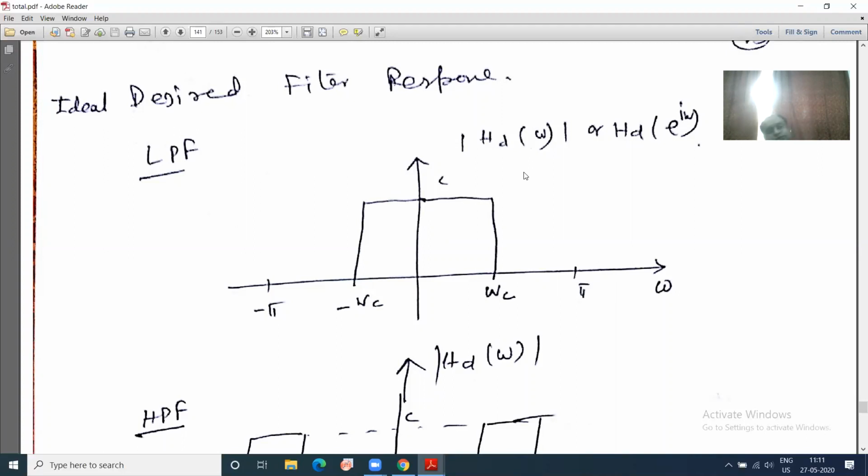Yes, sir. Agreed? So Hd of e power j omega is known. Now finding the inverse, I have got hd of n. Agreed? Yes, sir. Now, what is given? The number of samples N is given. Okay. Now step 4. Step 4, identify the window function given in the problem.